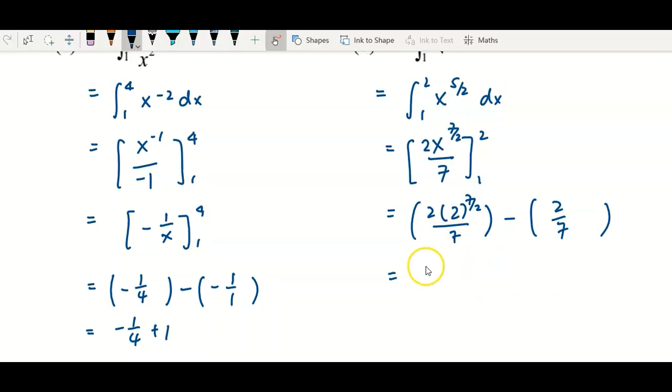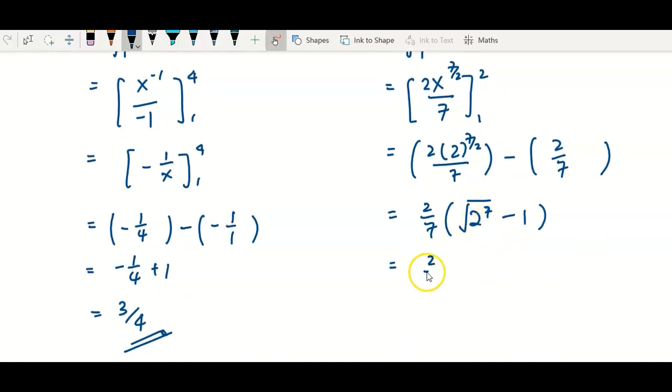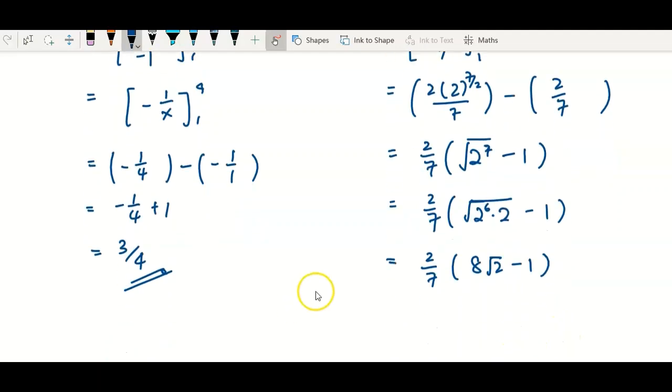Okay, and now we need to simplify it. Take out the 2 over 7. You have the square root of 2 to the power of 7, minus 1. Then after that, this square root of 2 to the power of 7 can actually be simplified. You can write 2 to the power of 7 in the form 2 to the power of 6 multiplied by 2, and this is minus 1. 2 to the power of 6 is equivalent to 64. The square root of 64 will be 8. Alright, 8 times the square root of 2 minus 1. Then this will be the final answer.